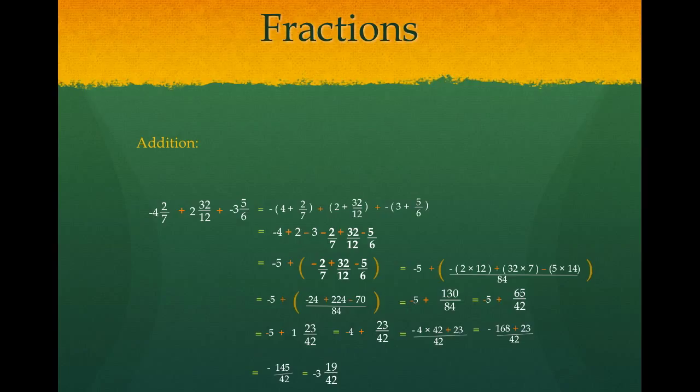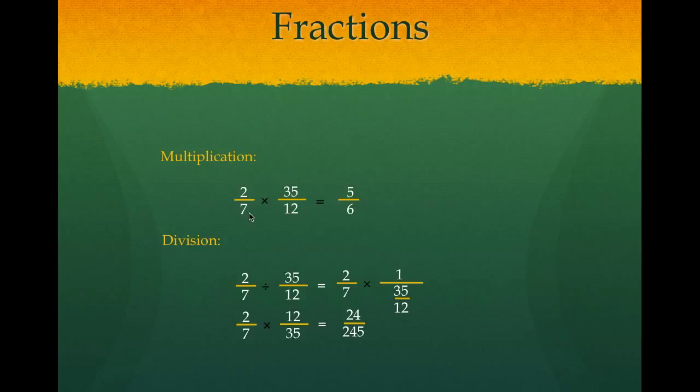Now we'll see multiplication and division of fractions. Let's multiply 2 by 7 into 35 by 12. We'll first check if any of the numerator can be divided by any of the denominator, or if any of the denominator can be divided by any of the numerator. So we see that 12 can be divided by 2, we will get 6. 35 can be divided by 7, we will get 5. So the answer is 5 by 6. This fraction is in simplest form.